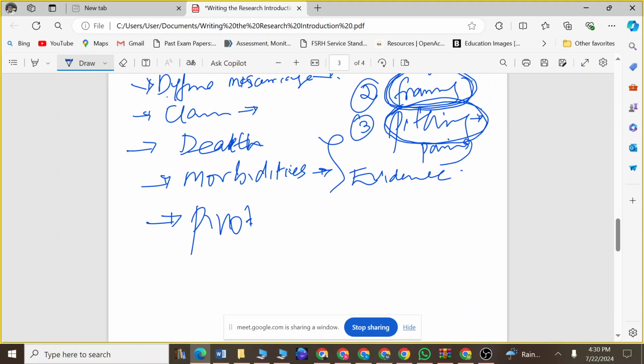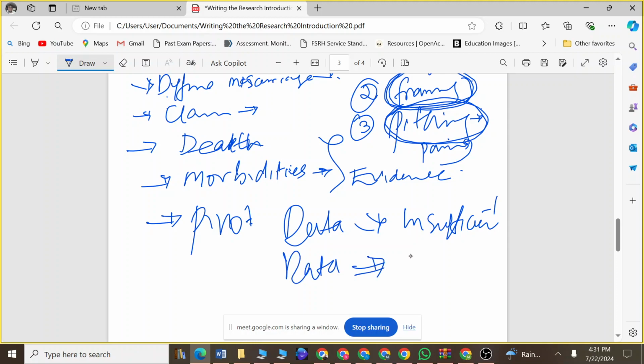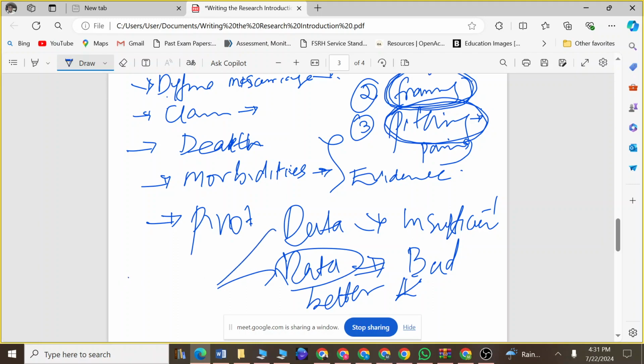So, how do you frame this argument? One of the ways of framing this argument is to say that data is needed, but data is insufficient. Or data is needed, but the way that data is collected is bad. I want to collect it in a better way. Or data is needed, but the data that we have is only focusing on other things. If they have not looked at this, but for me, this is what I want to look at. There's something new I want to look at.